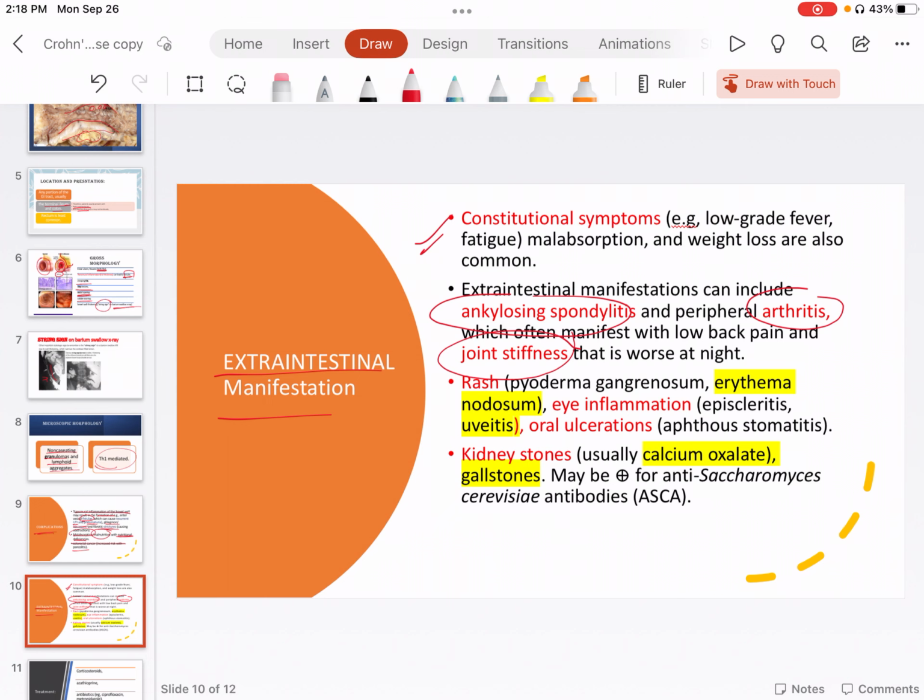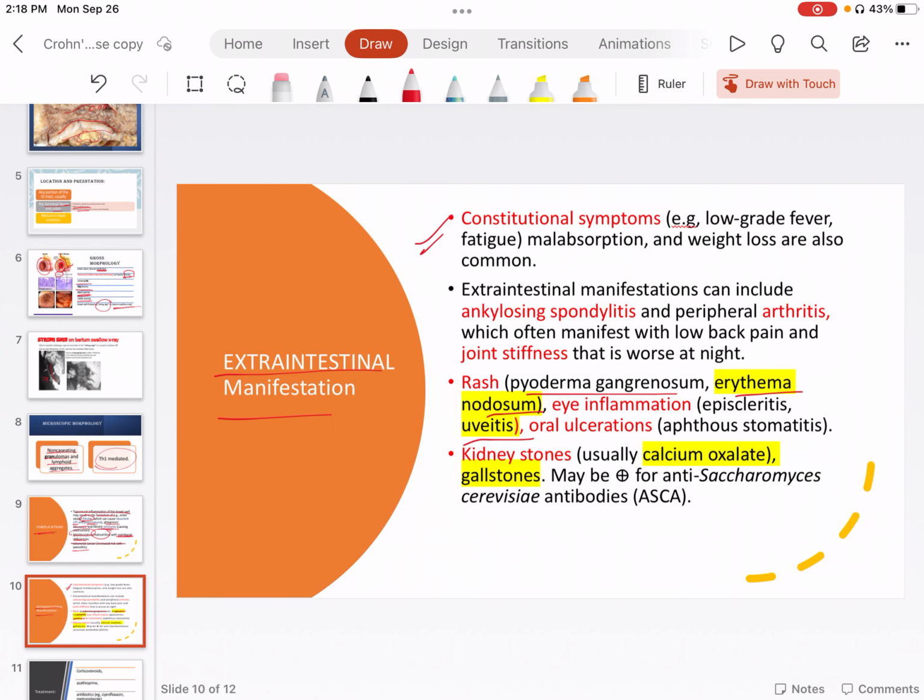Another important thing is rash formation. You may notice pyoderma gangrenosum and erythema nodosum, to the extent that sometimes we associate Crohn's disease with erythema nodosum and uveitis too. So if there are patients with erythema nodosum, uveitis, and diarrhea, nausea, and there is an option of Crohn's disease, then make sure that you go through diagnostic tests for Crohn's disease.